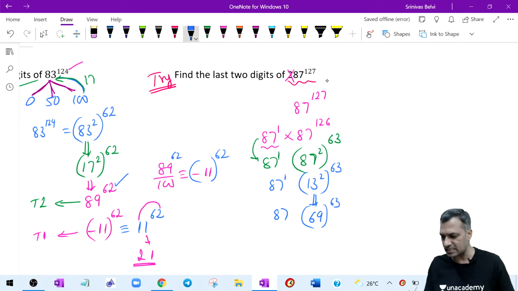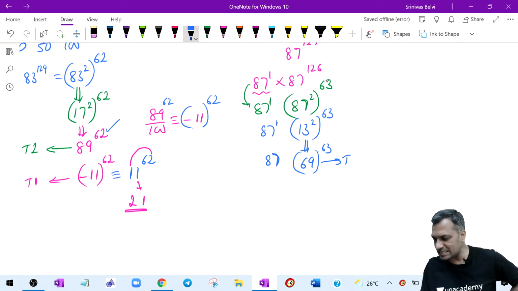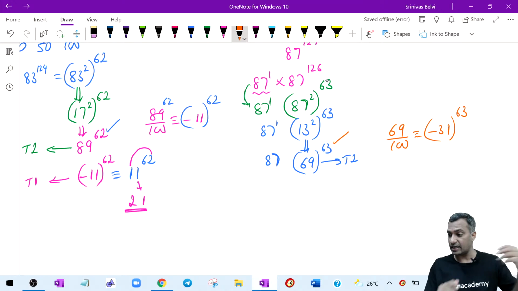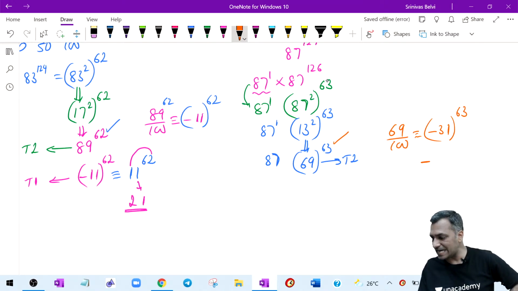And you have this 87 coming up. Okay, good. So now this has become a type 2 problem. At this stage, this is a type 2 problem. In one step you converted this to a type 2 problem. 69, so you take 100. I'm doing it off to the side here. 69 divided by 100, the remainder is minus 31. Raised to power 63, minus 31 raised to power 63. This is what I have there. Minus 31 raised to power 63 is nothing but minus of 31 raised to power 63.